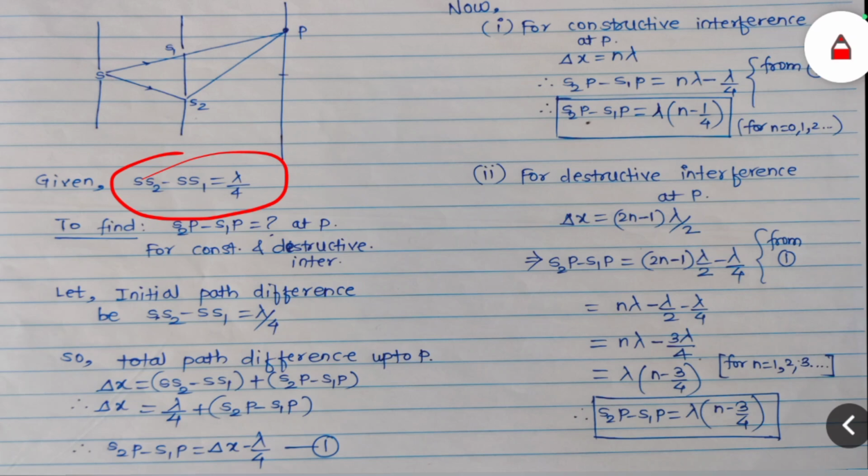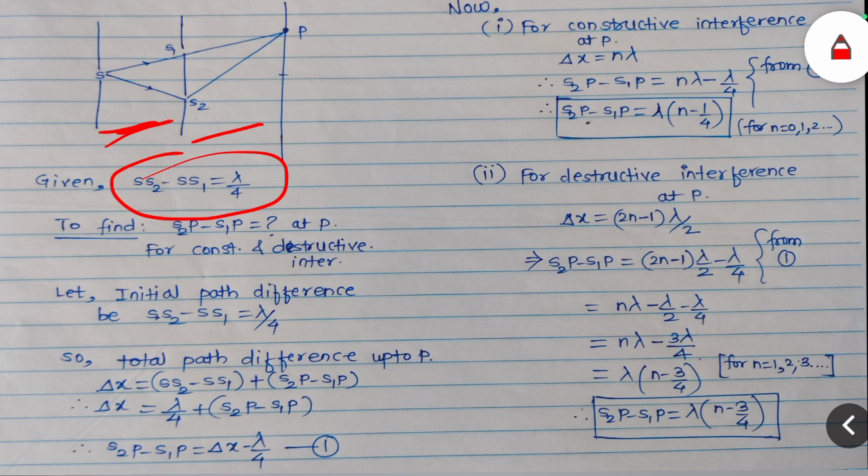Now what is this? S2 minus S1 equal to lambda by 4 is the given condition, or the given path difference in the first case, from this to this only. Okay, now we have to find S2P. We have to find the path difference of this second case, that is S2P minus S1P. Generally we write it at point P for both constructive and destructive interference.